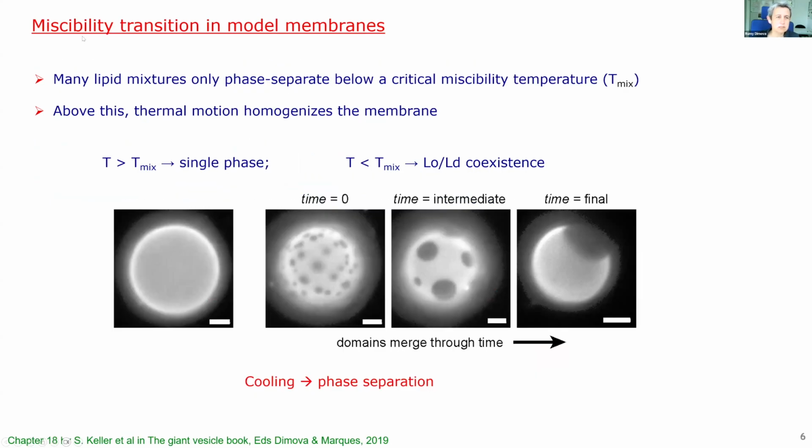Now, this slide introduces the miscibility transition in terms of temperature, the miscibility transition temperature T mix. Above this temperature, the membrane is completely homogeneous. This is how a vesicle will look like. And then below, you can have phase separation, and the domains are forming that can coalesce and coarsen over time. So the message here is when you have cooling, you can induce phase separation.